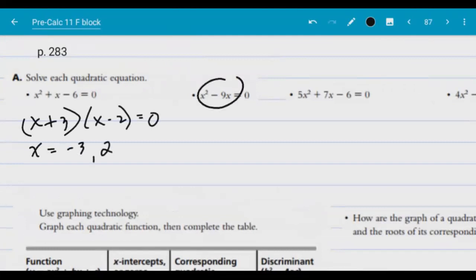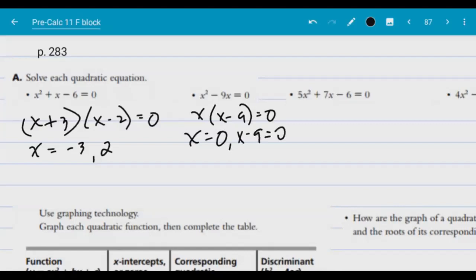Well, this one, factor out the x. It becomes x times x minus 9 equals 0. So x equals 0 and x minus 9 equals 0. So x equals 9. So you have two values, 0 and 9.